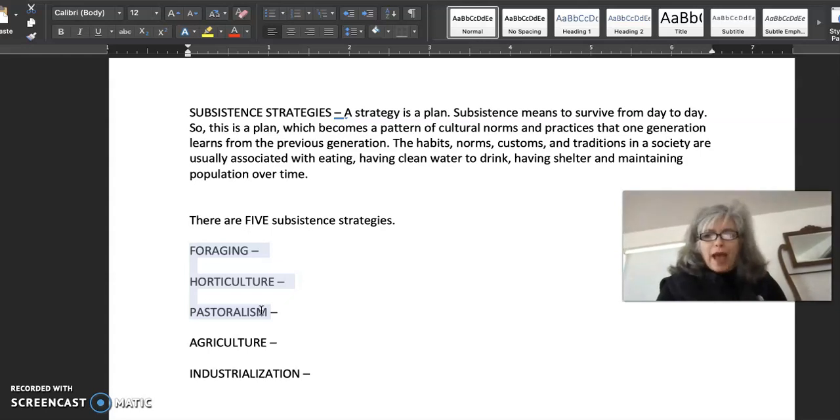So I want to go back and tell you about foraging, horticulture, and pastoralism, because without those subsistence strategies over the millennia of human existence, there wouldn't have been human beings to have developed agriculture in the long run anyway. So let's look at this. Okay, so foraging is the first of the 5 subsistence strategies because it's the oldest, okay?